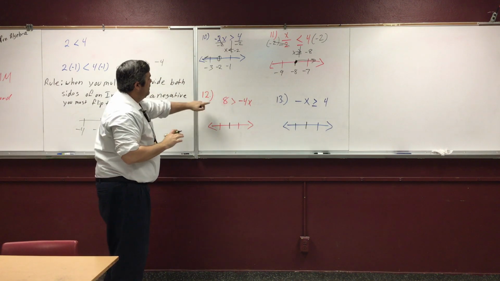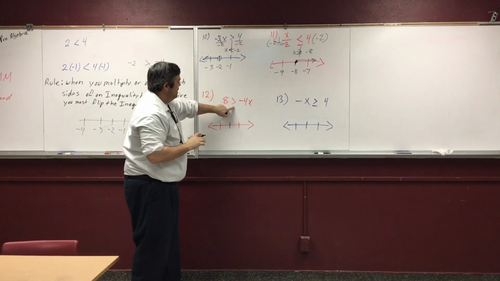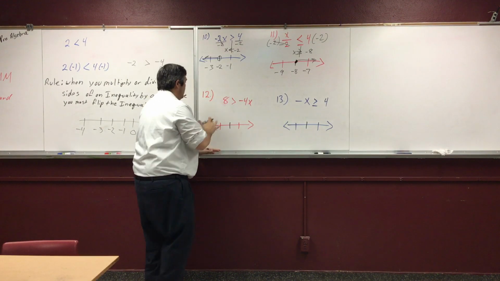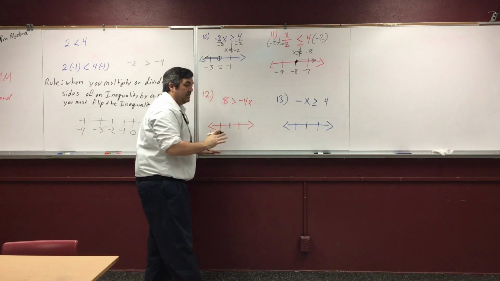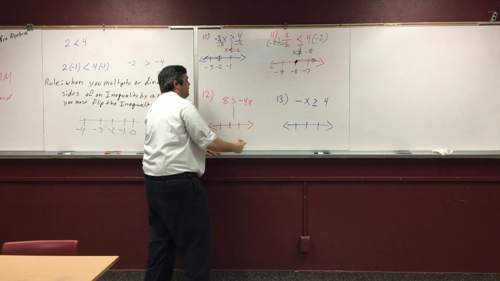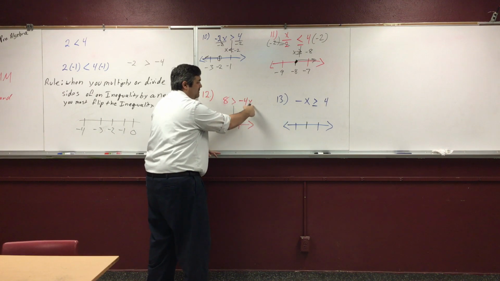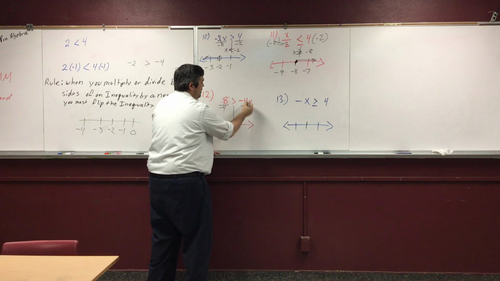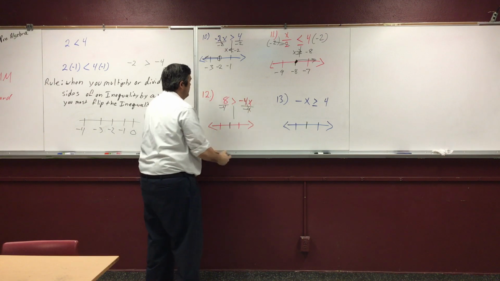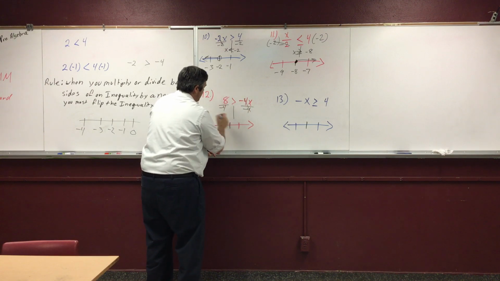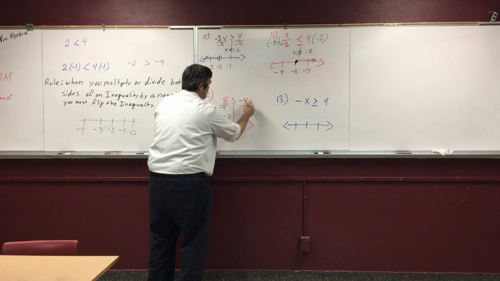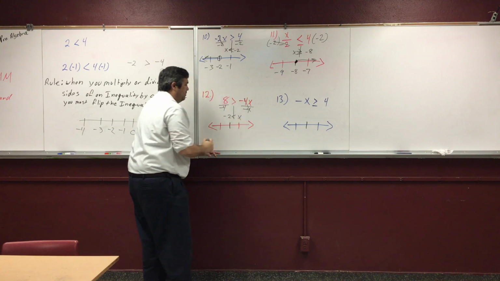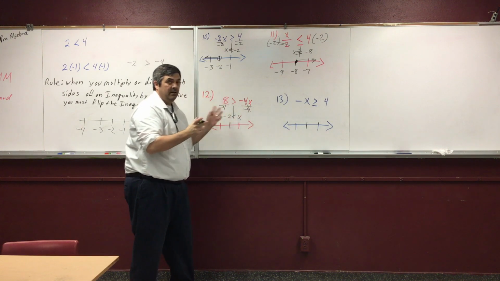Just a couple more. 8 is greater than negative 4x. All right, so this one. Same process. Draw your line. Negative 4x times x. Divide by negative 4. Divide by negative 4. This cancels out. This becomes negative 2. This leaves me x. I flip the inequality because I've divided by a negative number on both sides.